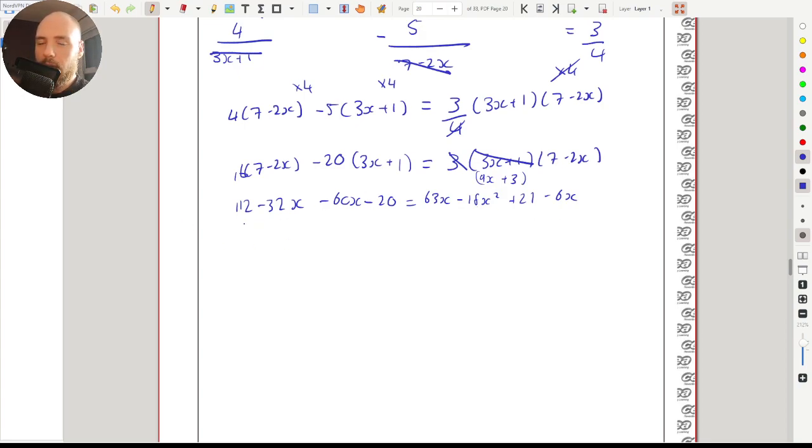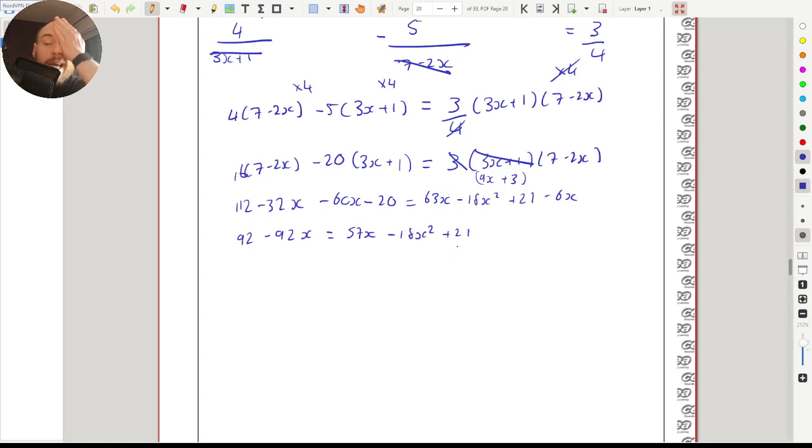So minus 20 and 112 would give us 92, 92x, which is strange. Okay, is equal to, this is the minus 32 minus 60 again. Negative numbers add together, but they're still negative. Then we have on this side minus 6, 63x, which would give us 57x minus 18x squared plus 21.